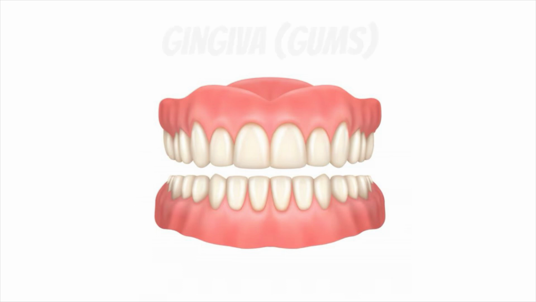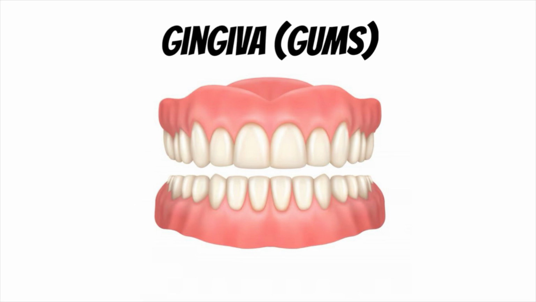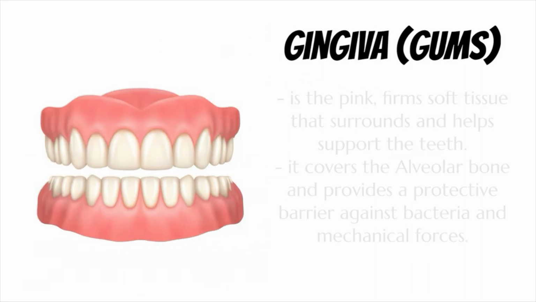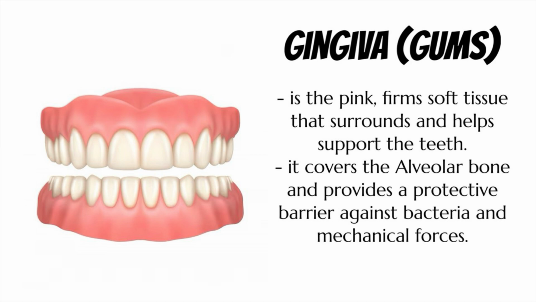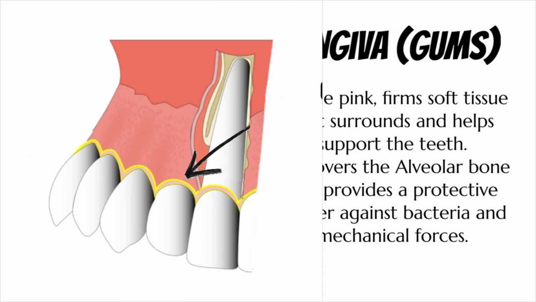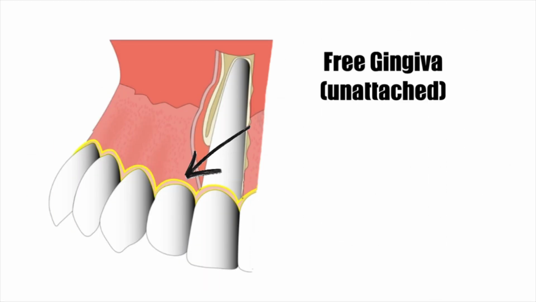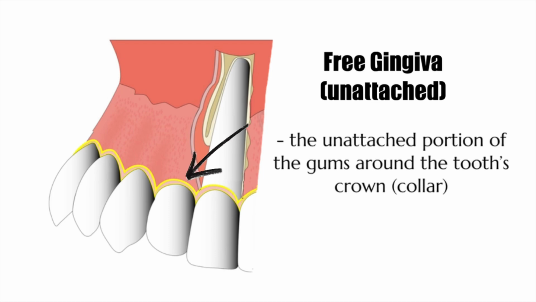First, let's talk about the gingiva, better known as the gums. The gingiva is the pink, firm, soft tissue that surrounds and helps support the teeth. It covers the alveolar bone and provides a protective barrier against bacteria and mechanical forces. The gingiva can be divided into three main parts. The free gingiva, or unattached gingiva, is the portion of the gums that borders the teeth and is 1 to 3 millimeters of free tissue in healthy gums.